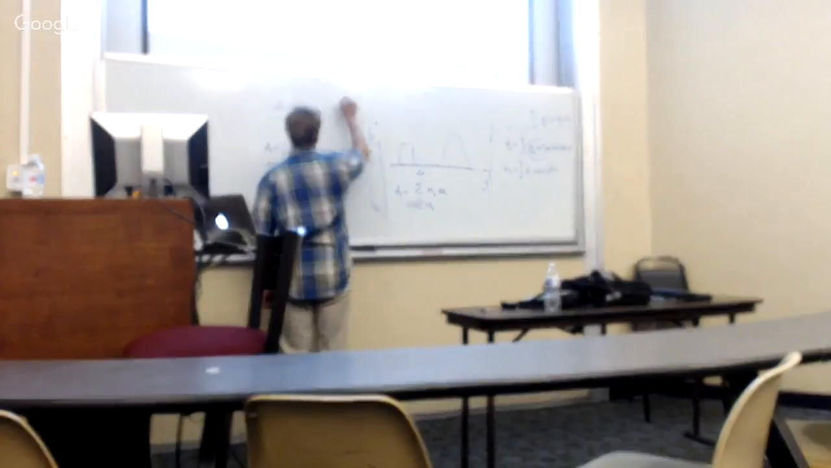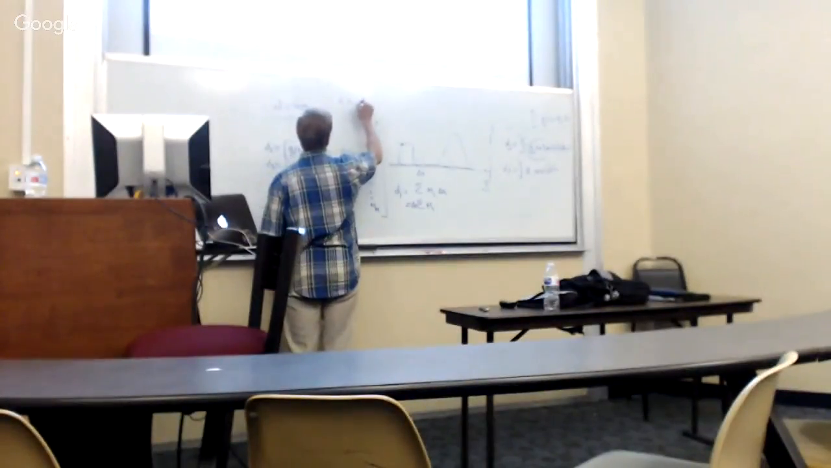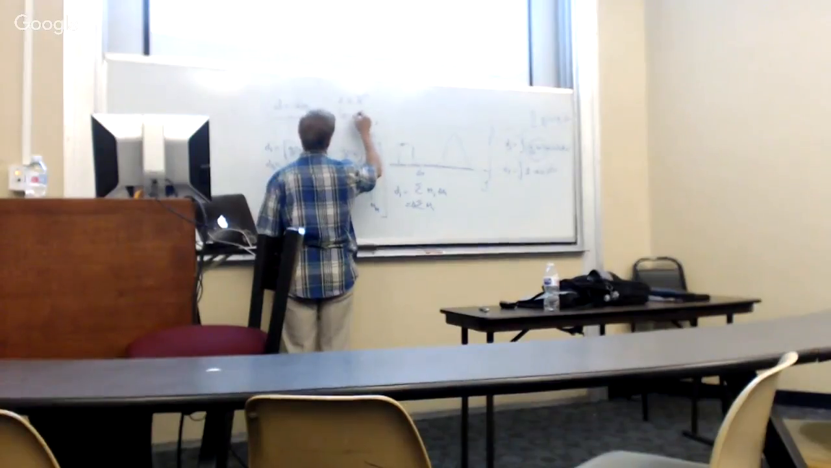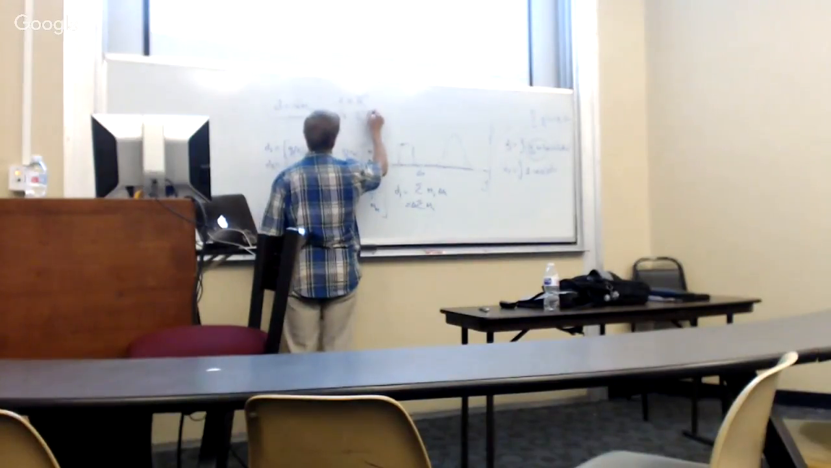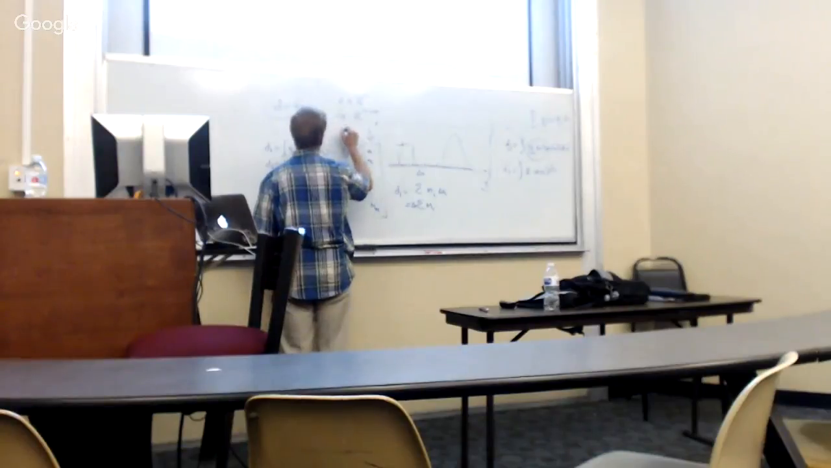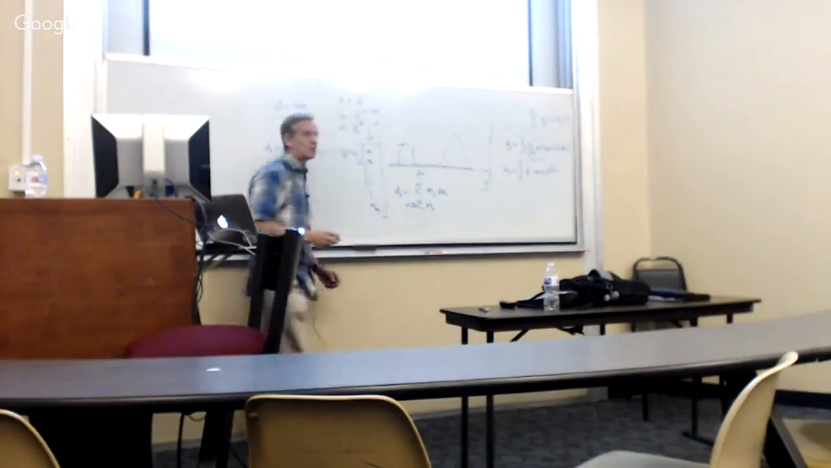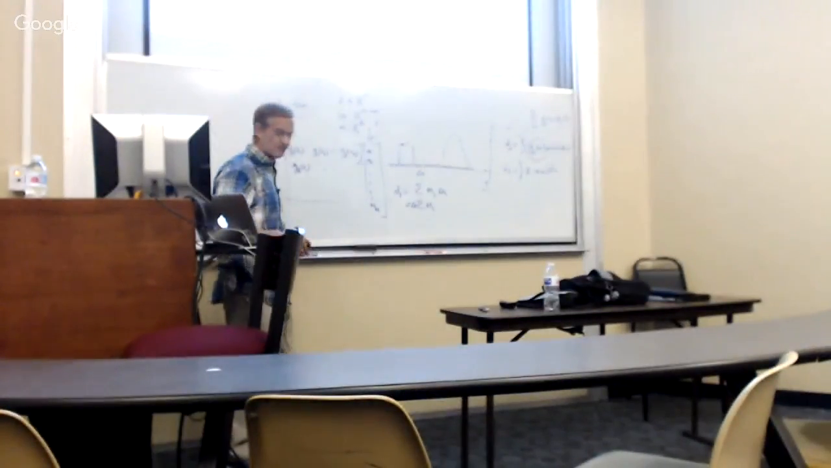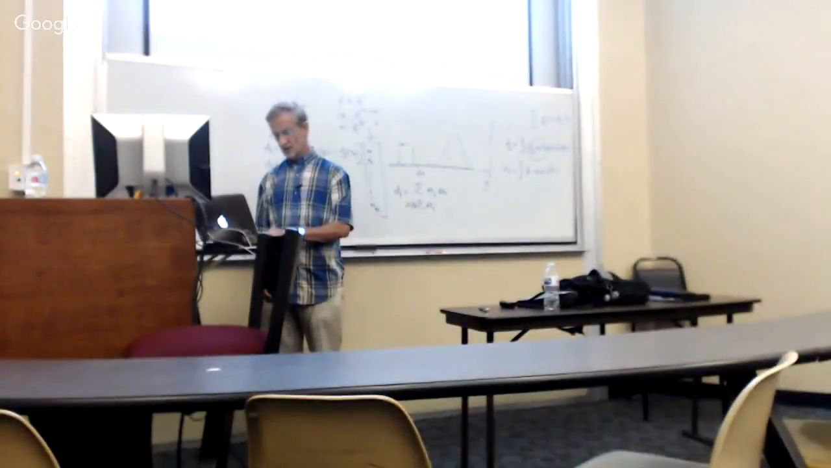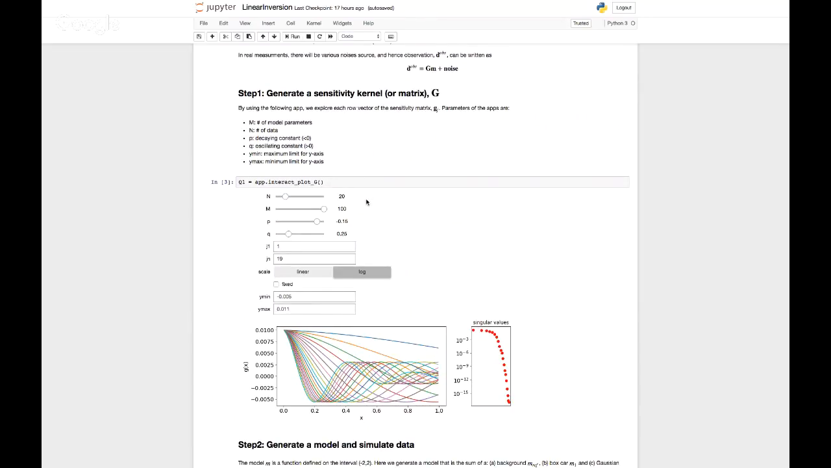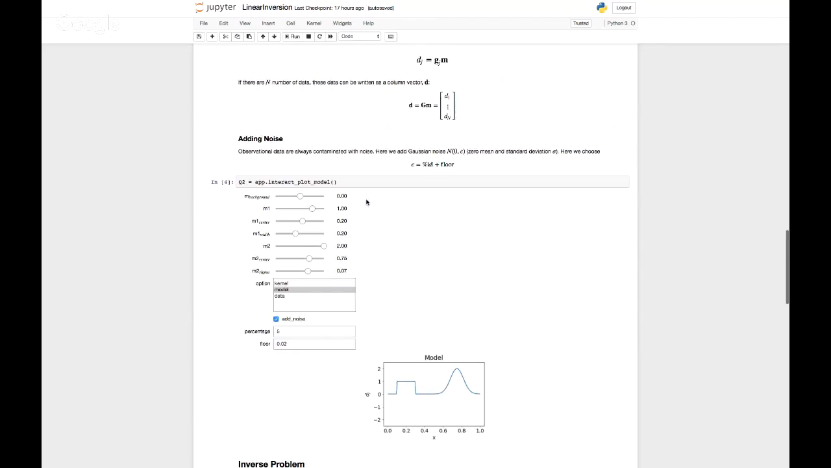So D is a vector. It's got n values. G is a matrix, sometimes called the sensitivity matrix. It's got n rows by m columns, and m is our vector that we're looking for, and it's m long. Okay, so now we've written our equation in this manner, and we could go ahead and work with it. So let's just go through this for a second.